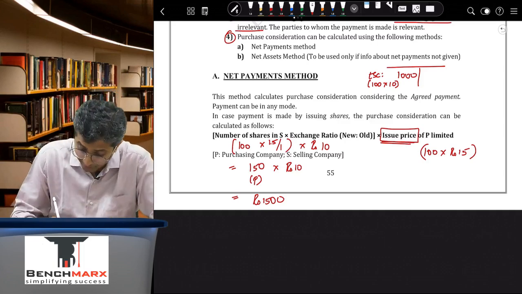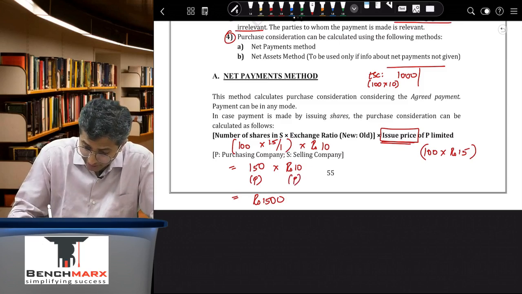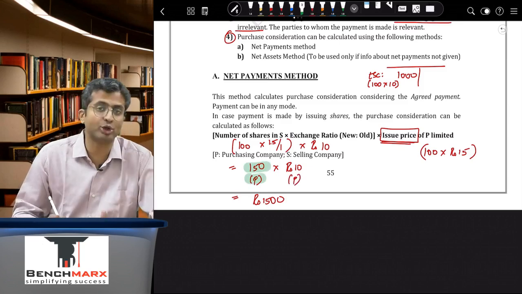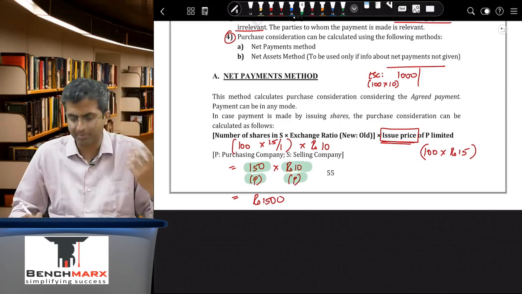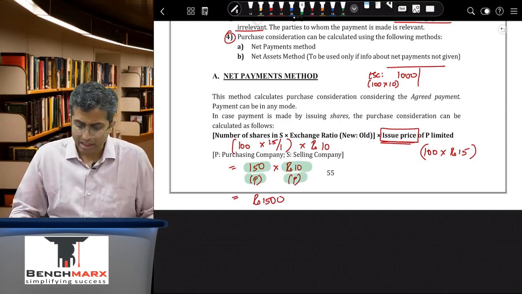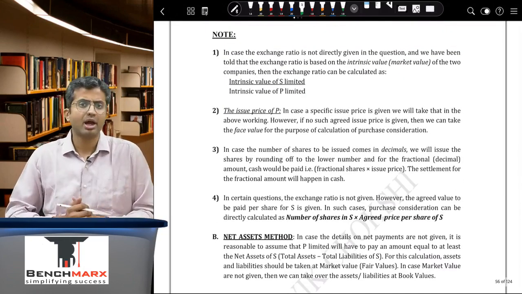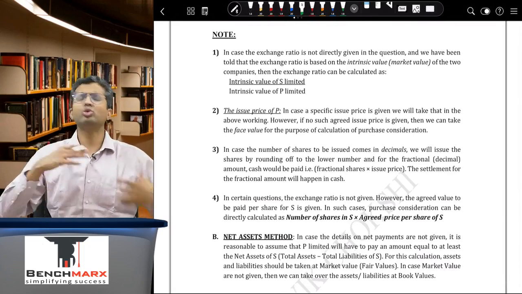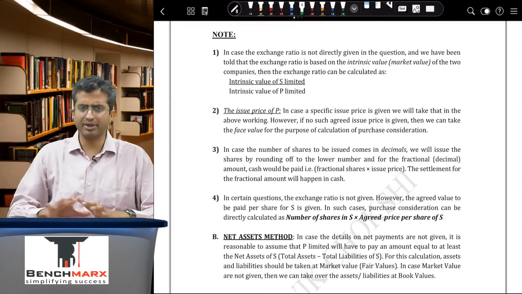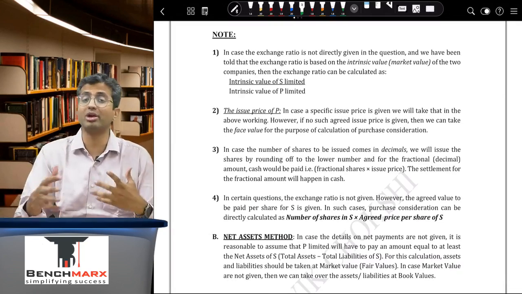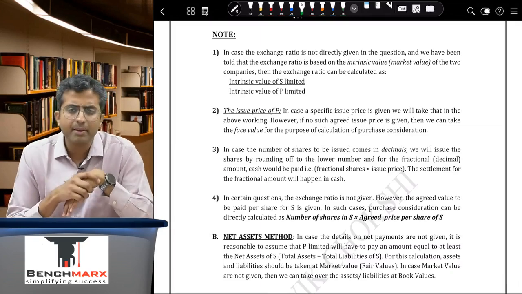Sir, why are we taking for P? Because 150 in this formula is the shares of P that you are issuing, and each share of P is, for example, worth 10 rupees. So this is how you calculate the amount of payments. Now, there is a huge variety of questions and we are just doing an overview over here. So I would strongly recommend that you do practice PC.